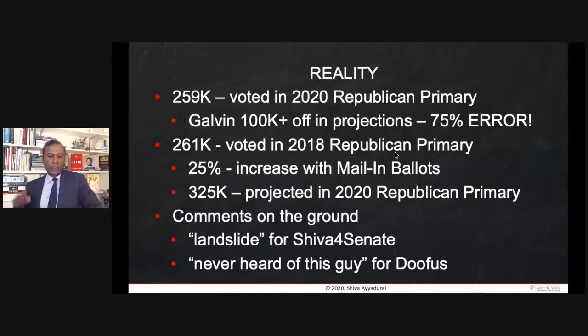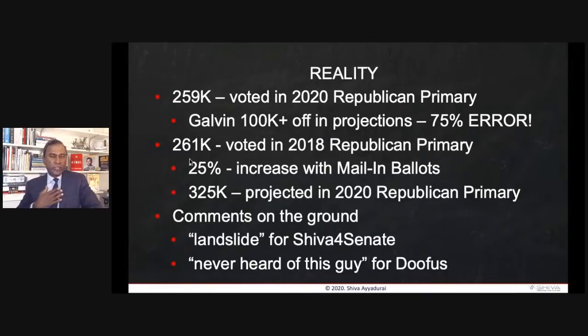The reality is 259,000 people voted in the 2020 Republican primary. So Galvin was 100,000 off in projections. That's 75% error. Now, it gets even more interesting. In 2018 Republican primary, 261,000 people voted. So we went down. It didn't go up. If this was the highest, it went down.